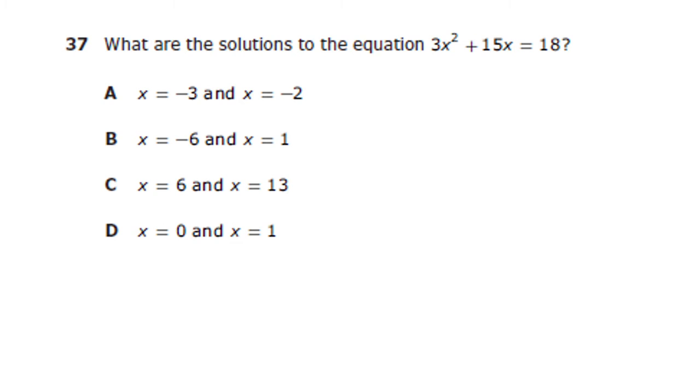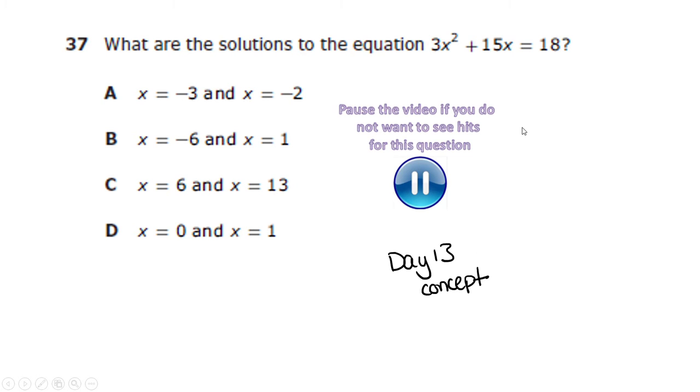All right, number 37. Number 37 is a tricky question that we actually didn't cover yet. But I think I can explain this well enough for you to understand it. So number 37 is a quadratic where we have to solve and get the solutions. We did talk about that. The only thing that makes this a little weird is right now it's equal to 18.